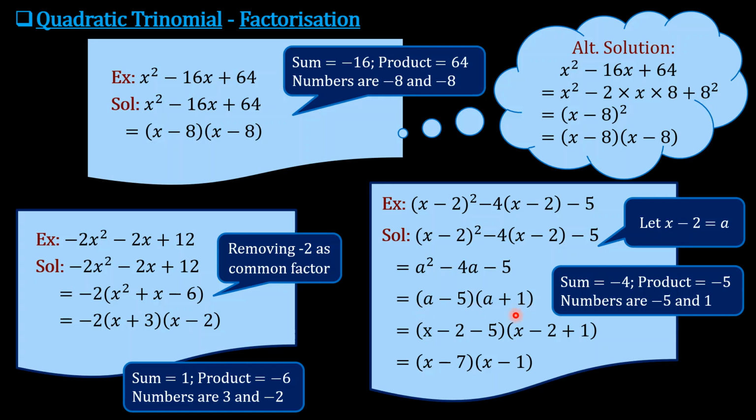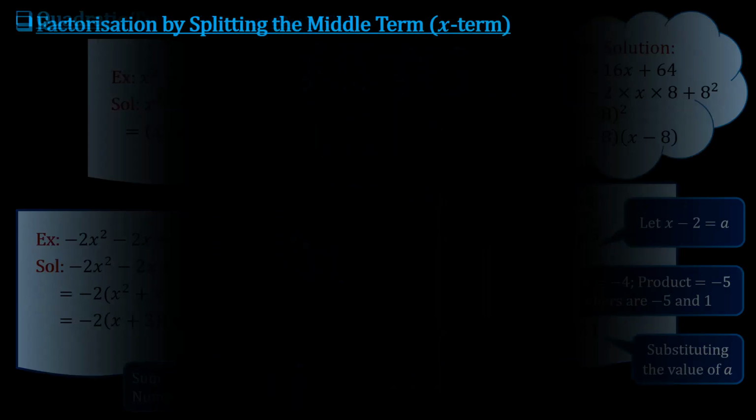Then we have to substitute the value of a, which is x − 2. So instead of a, we write x − 2 − 5 as it is. And here x − 2 again plus 1. Then on simplification, we get this.